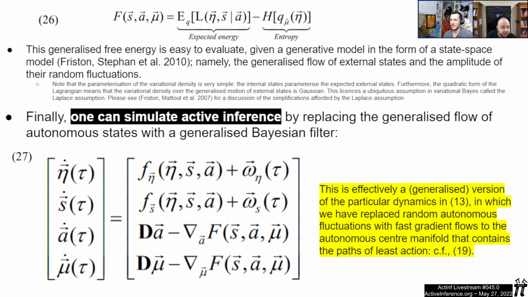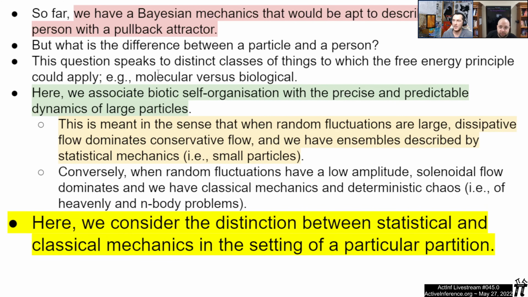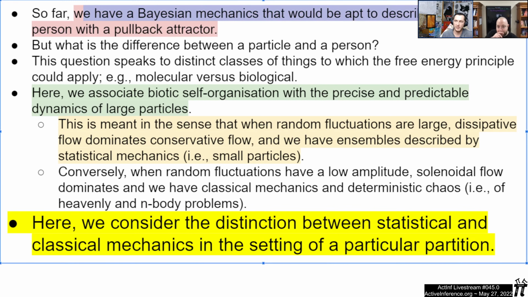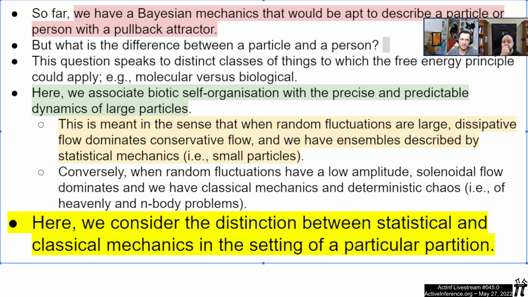No, yeah. Awesome. 7, from statistical to classical particles. So far, we have a Bayesian mechanics that would be apt to describe a particle or person with pullback attractor. But what is the difference between a particle and a person? This speaks to distinct classes of things to which FEP could apply, molecular versus biological. Versus? Here we associate biotic self-organization with precise and predictable dynamics of large particles.